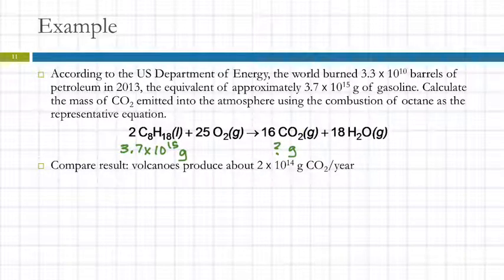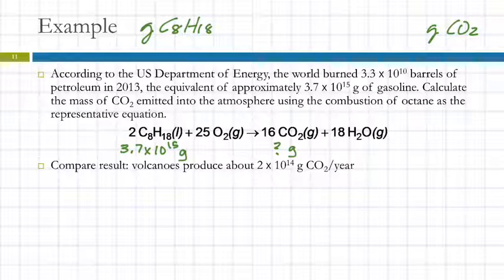And then I need a path. I'm going to put the path up here on the top. We're starting with grams of C8H18. We're going to end up with grams of CO2. Do we know a relationship between grams of octane and grams of CO2? No. This equation gives us a relationship between moles. So we need the moles in the middle. Grams to moles to moles to grams.